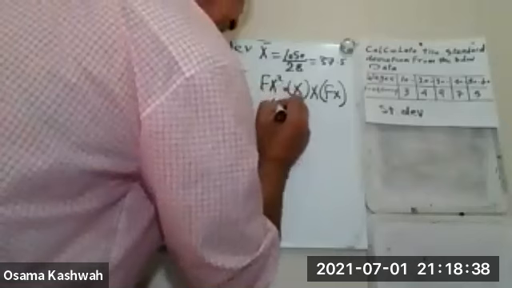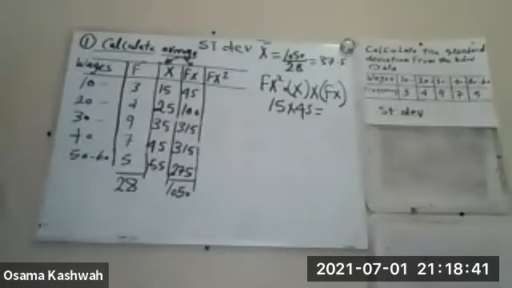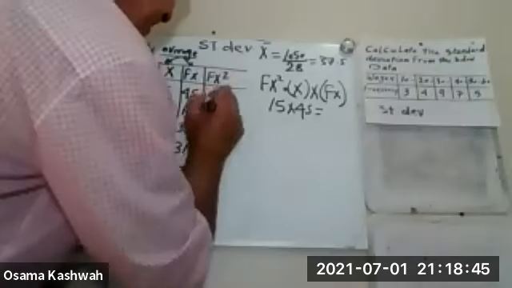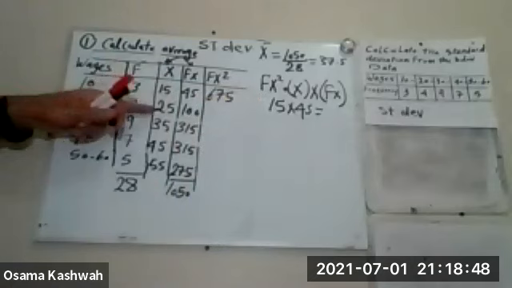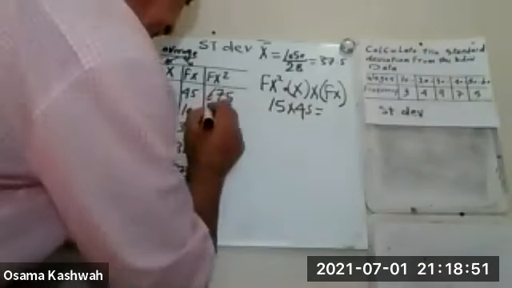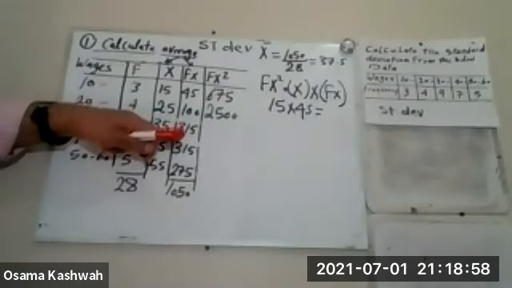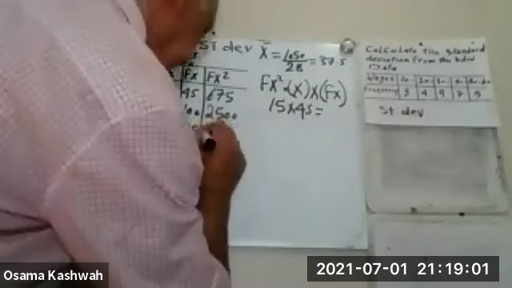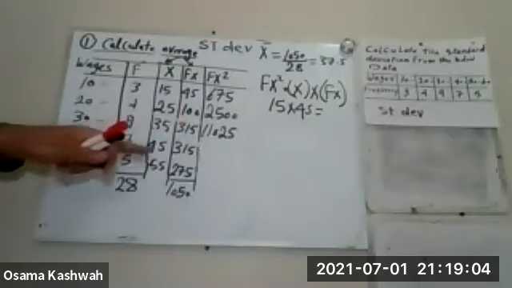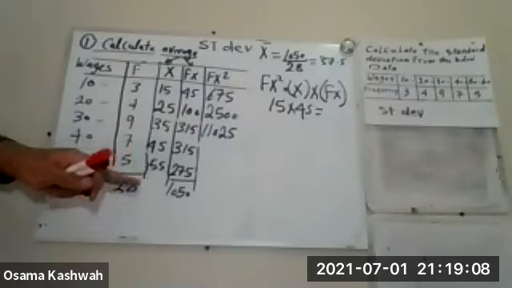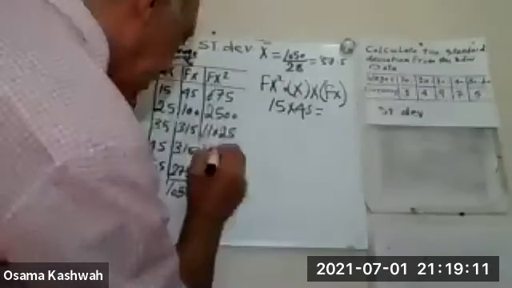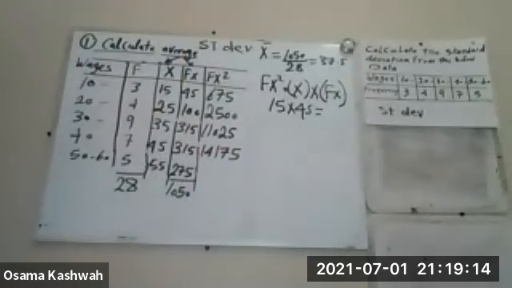15 times 45 equals 675. And so on. 25 times 100 will be 2,500. Then 35 times 315 will give me 11,025. Then 45 times 315 gives 14,175. Then the last one, 55 times 275, will give me 15,125.